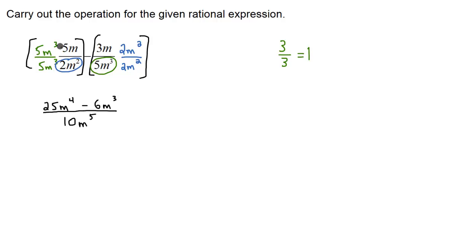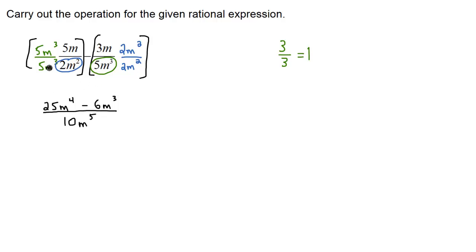So now I can multiply together these two parts in the numerator. 5 times 5 is 25, m cubed times m is m to the fourth, and then over here I have subtraction, and 3 times 2 is 6, and m times m squared is m cubed, and then in the denominator I just have a 10m to the fifth.